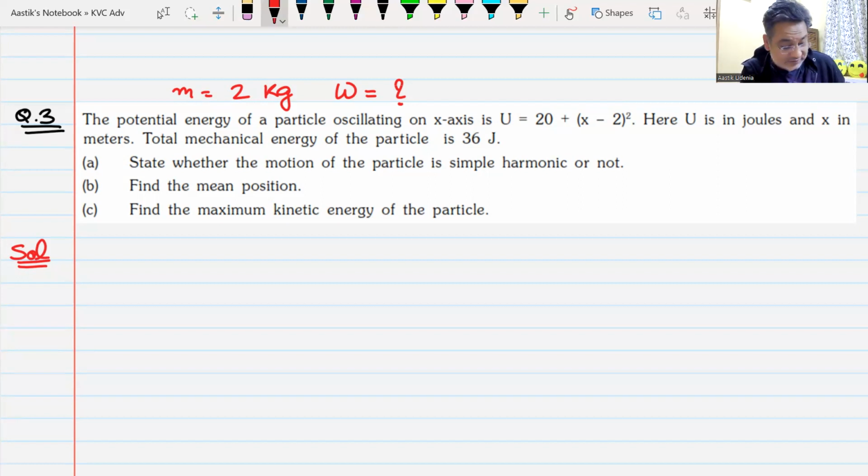But you have to find out the omega of this particle. I've given you the mass of the particle as this. You have to tell me the omega, I mean the angular frequency, of this particle. How do you find out the angular frequency of this particle?